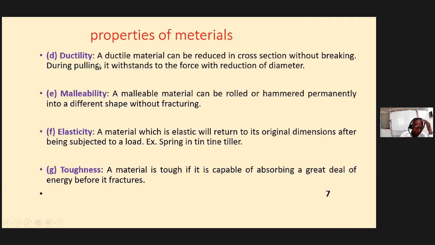Ductility. A ductile material can be reduced in cross section without breaking. For example, if you have a rubber, you can pull it from both ends, so the diameter of the belt may be reduced. That is known as ductility, because during pulling it withstands the force with a reduction of diameter.